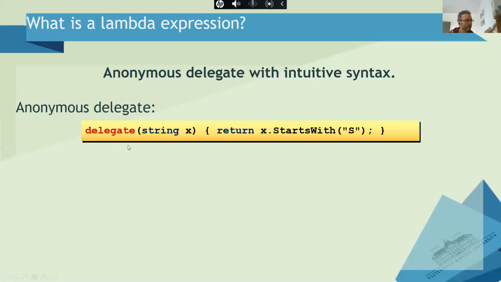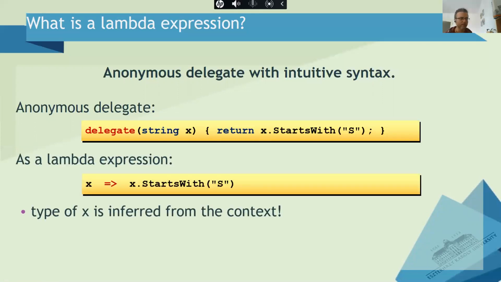Basically, in this example, this delegate receives a string parameter, and it decides if this string parameter starts with the letter S, capital S, and returns a bool value, true or false. So the very same anonymous delegate can be translated to a lambda expression like this. And those are equivalent to each other. I guess you agree that the lambda expression version is much nicer and more intuitive than the original version.